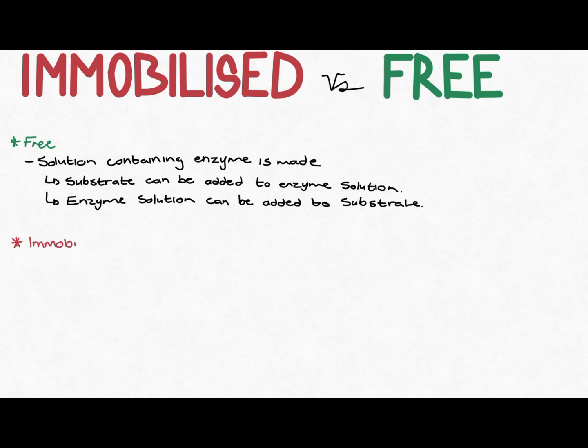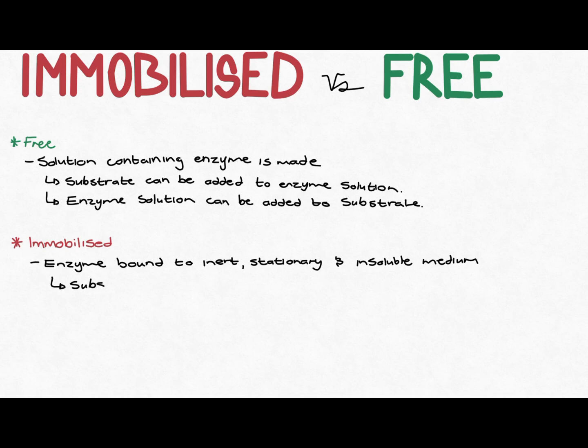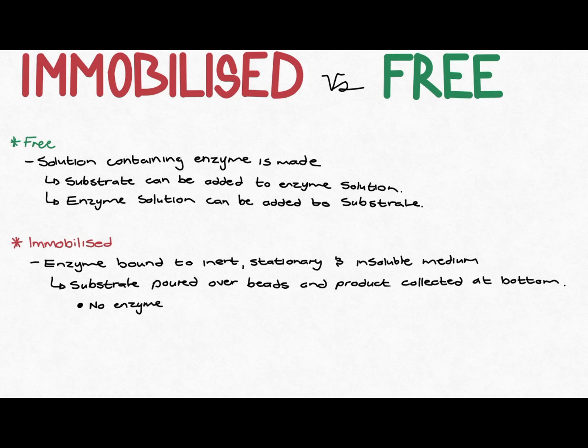Now we can also do enzyme reactions using immobilized enzyme. So immobilized enzyme is where the enzyme is bound to an inert, stationary, and insoluble medium. Inert means that the medium will not react easily. Stationary means that it's not liquid or aqueous, and insoluble means that it's not soluble in water, meaning that it won't dissolve. So when we do this, we will pour the substrate over these stationary, inert, insoluble beads and then collect the product at the bottom.